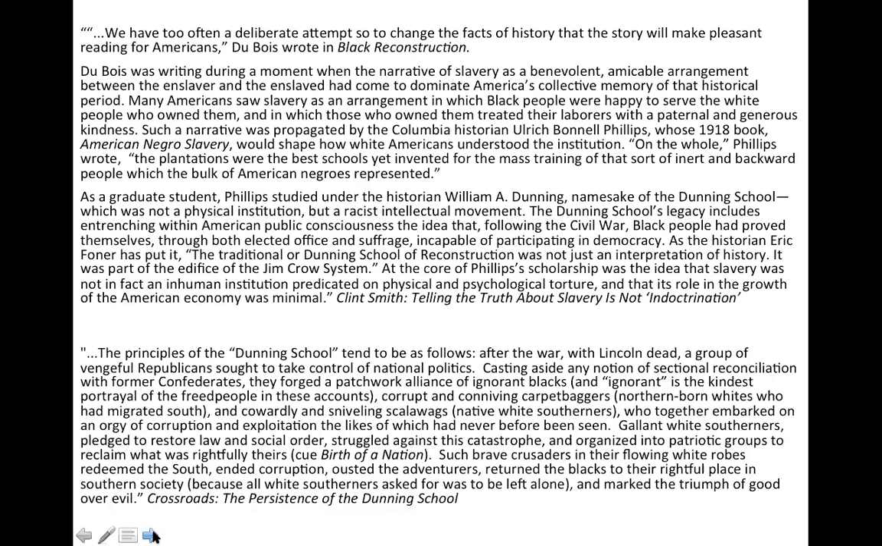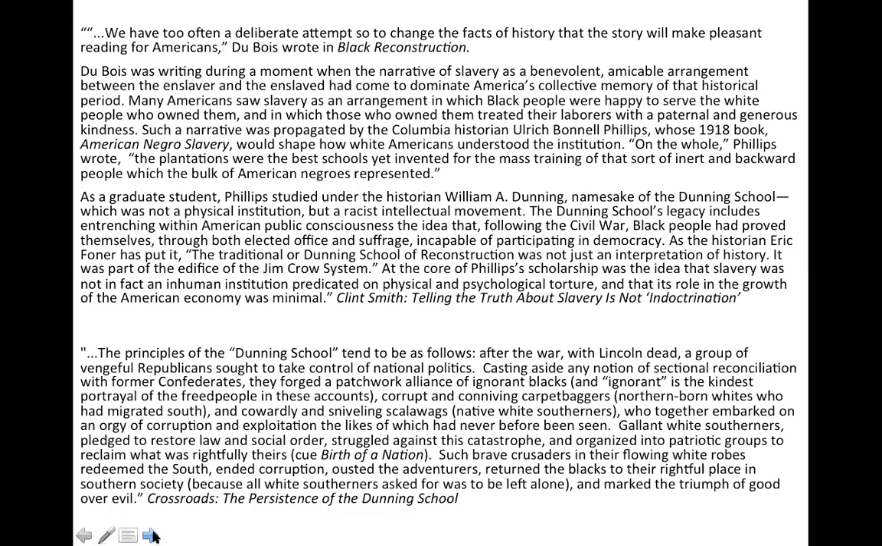On the whole, Phillips wrote, the plantations were the best schools yet invented for the mass training of a sort of inert and backward people, which the bulk of American Negroes represented. As a graduate student, Phillips studied under the historian William A. Dunning, namesake of the Dunning School, which was not a physical institution, but a racist intellectual movement.